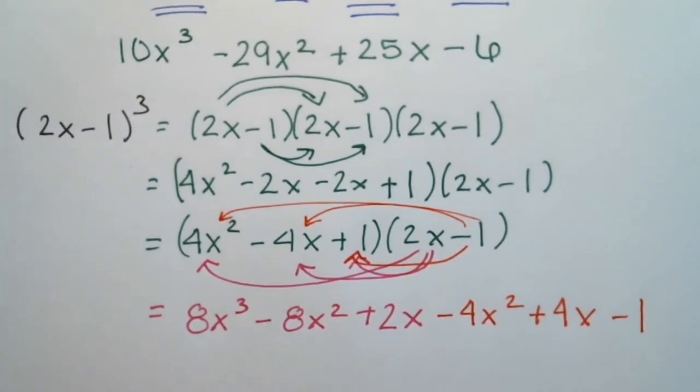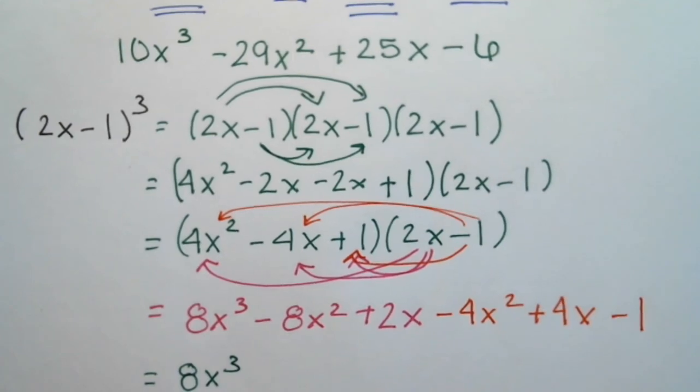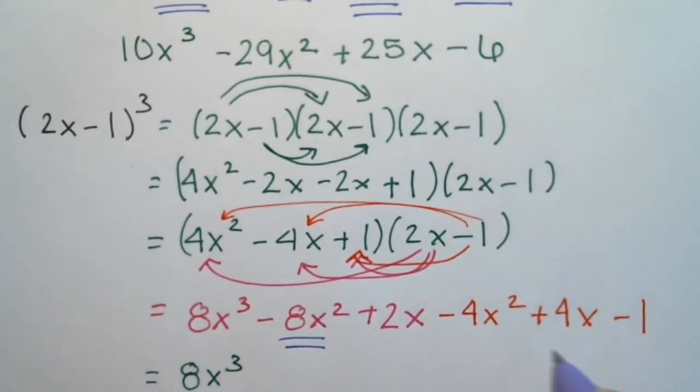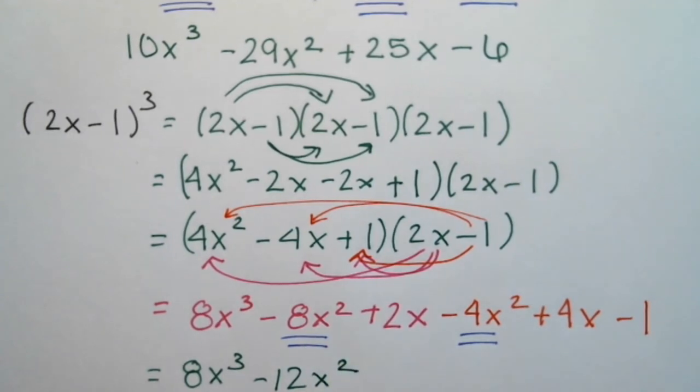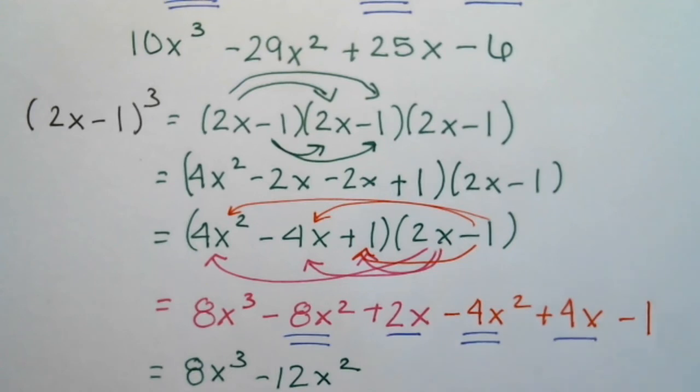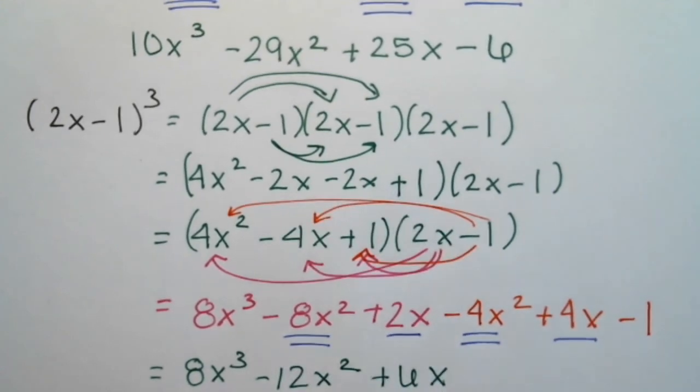Again, now I'm looking for like terms. There's only one cube term. Then I'm looking for squares. Here's a square term and here's a square term, so this gives me -12x squared. Then I'm looking for x terms. Here's one and here's one, so this is going to be +6x. And then I only have one constant term, so I get -1.